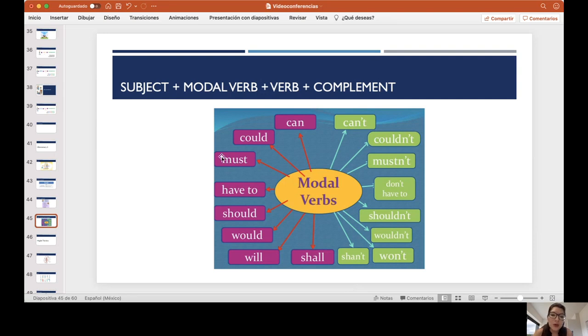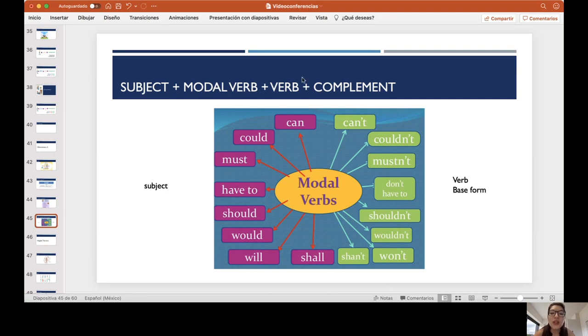Okay, for all of them we're using the person first. I'm going to put it here, the subject. Then we have the modal verb, could be affirmative or it could be negative. And then we're going to use the verb, but this verb has to be in the base form, okay? Never in past, never with ing, never in past participle. Always in the base form, the first form of the verbs, or in present if you want to say that, okay? So here we have can and can't, could and couldn't, must, mustn't, have to, don't have to, should, shouldn't, would, wouldn't, will, won't, or shall, shan't.